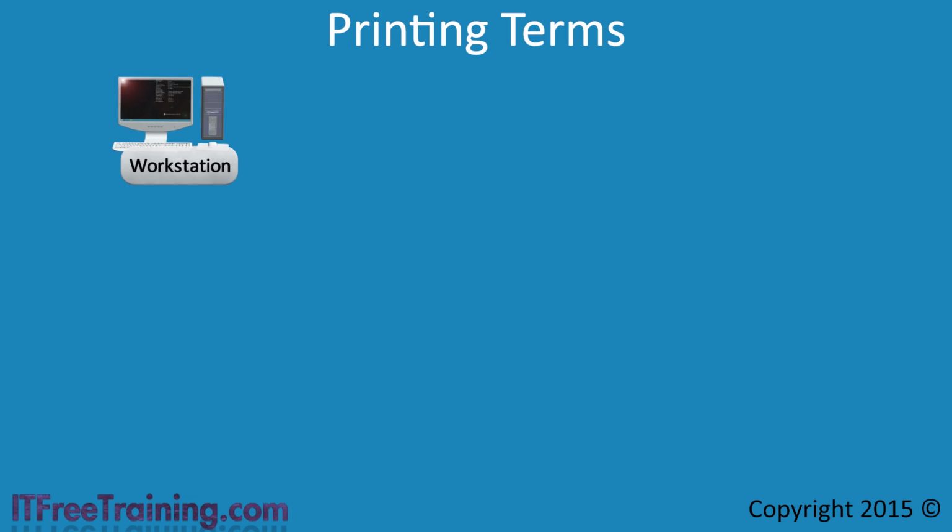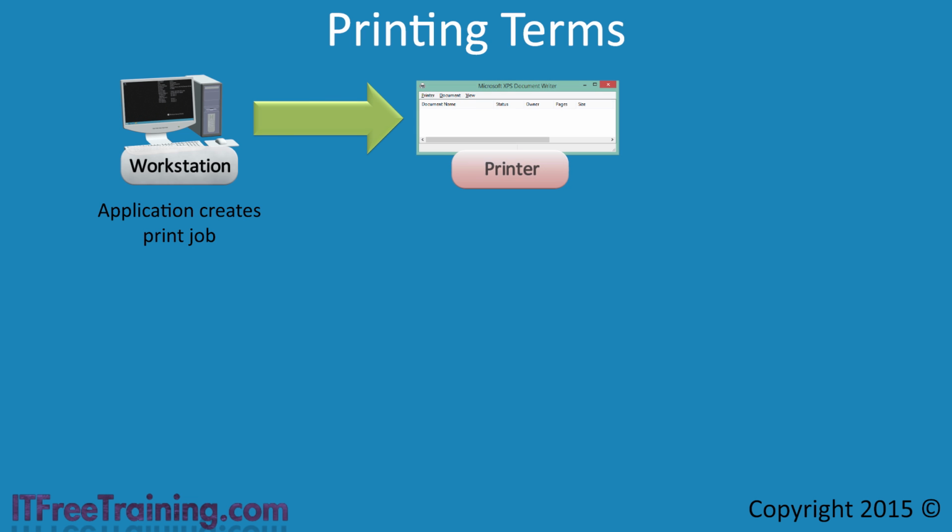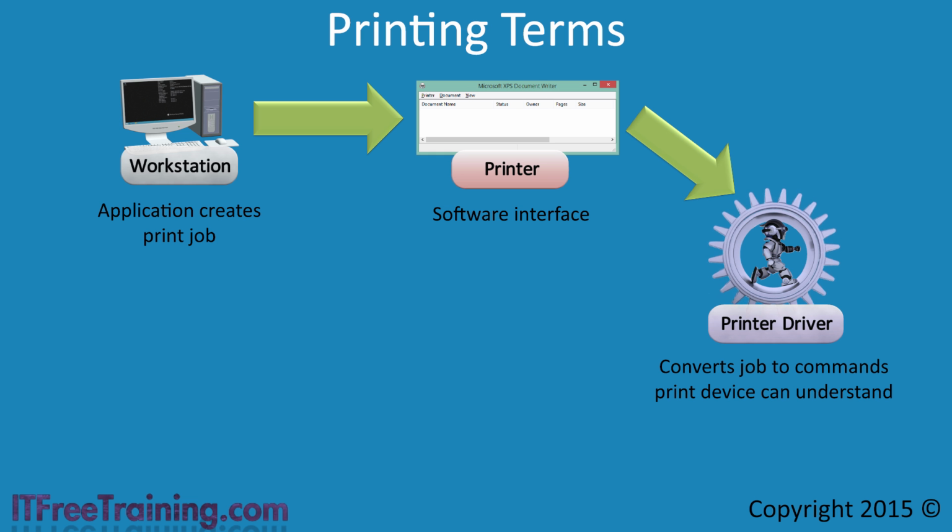First, you have your workstation. On the workstation, an application creates a print job. This print job is transferred to what Microsoft refers to as a printer. This is not a hardware device like a physical printer, more on that in a moment, but a software interface that controls the printing process. The printer is responsible for transferring the job to the physical printer, but before this happens, the job must be converted to a language that the printer can understand. To do this, the printer driver is used.